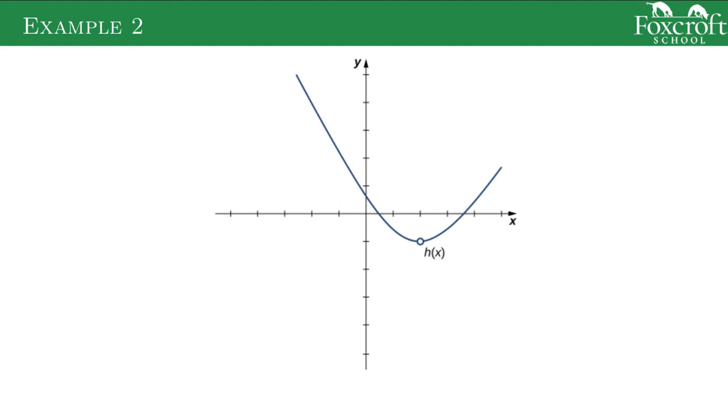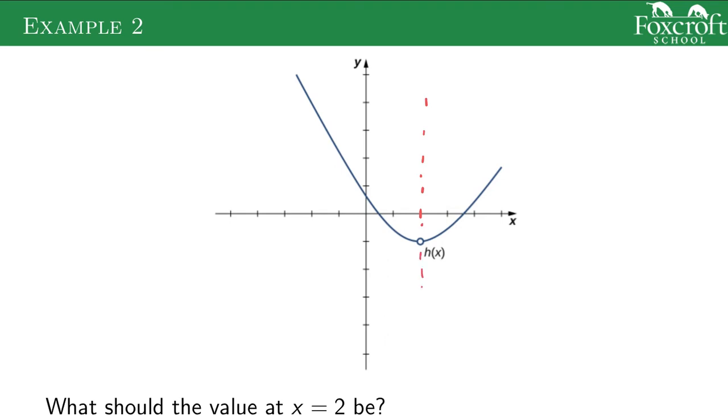All right, so here's another graph. Again, think about what might be interesting about this graph, what questions might we have about this graph. And then similar question to the last one, what should the value at x equals 2 be? We actually, if we try to plug in x equals 2, there's no solid dot, so h of 2 does not exist.